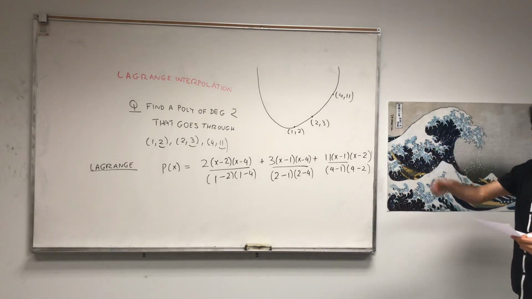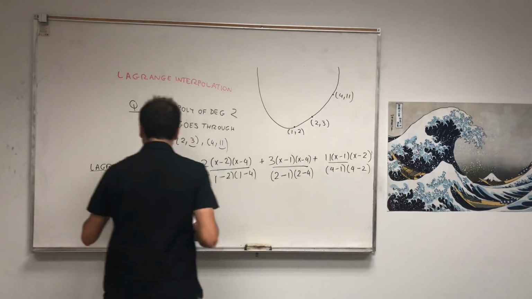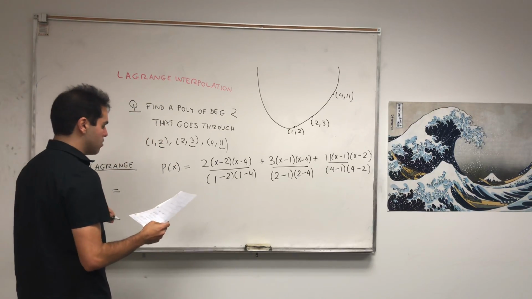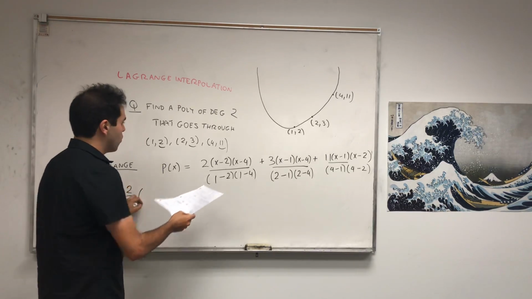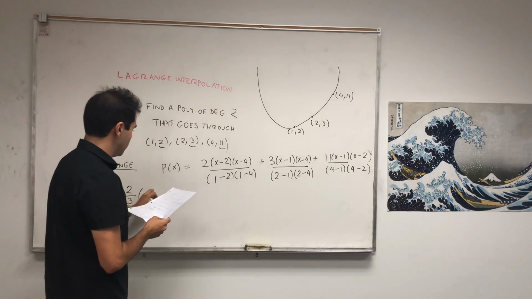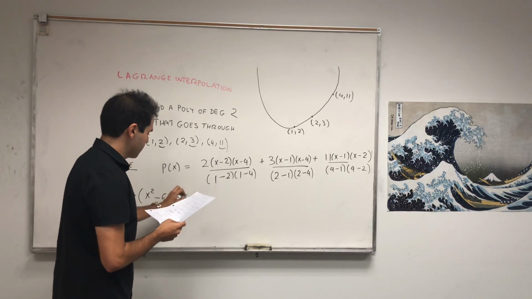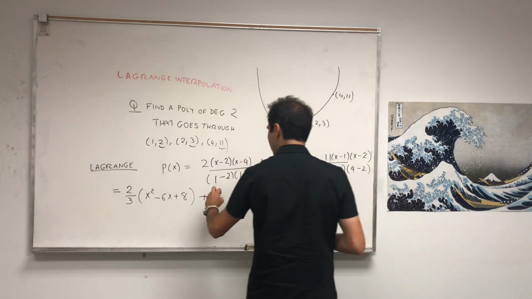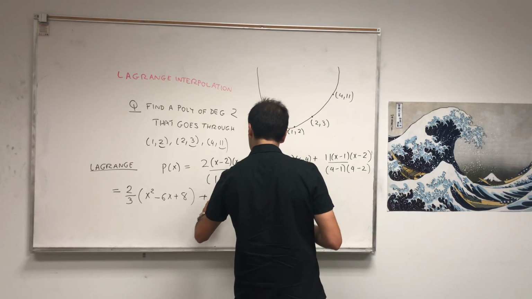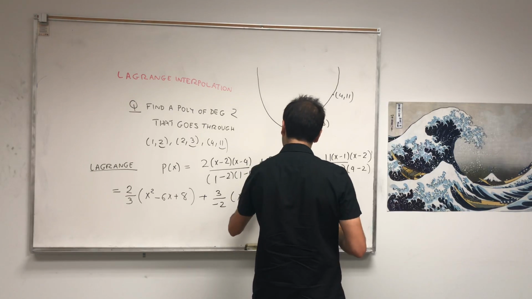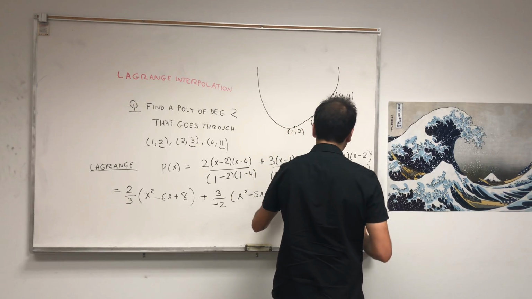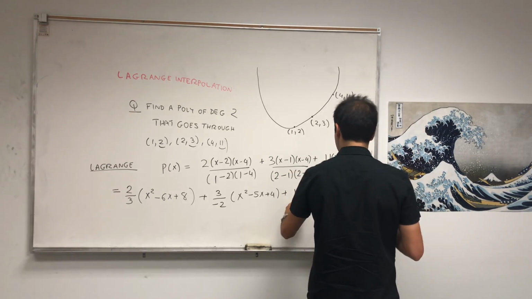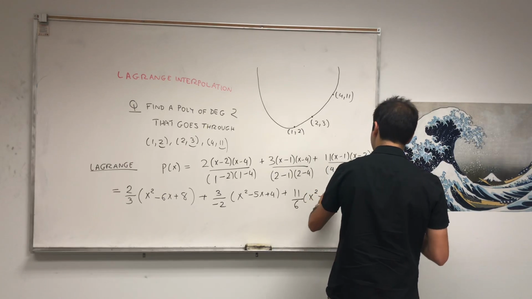And then you calculate that and you expand it out. So if you do that, 1 minus 2 is minus 1, 1 minus 4 is minus 3, so you get 3. So 2/3, and you expand that out. So x squared minus 6x plus 8. And then this becomes, I think, minus 2, so minus 3/2, that is 3 over minus 2. And then x squared minus 5x plus 4. And lastly, 11. And I think this is 6, so 3 times 2. And then x squared minus 3x plus 2.